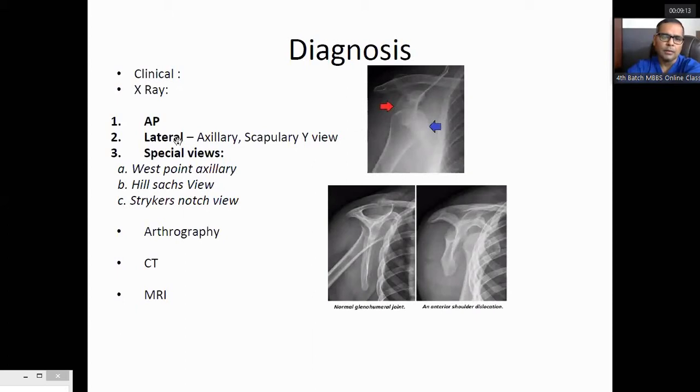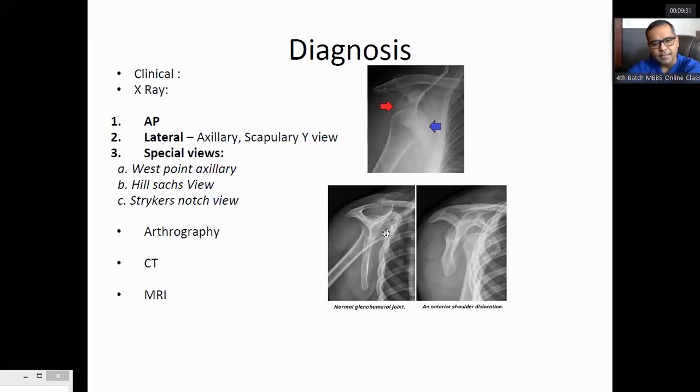In lateral view, there are two lateral views: axillary lateral and scapular Y view. This is the scapular Y view, in which the scapula is seen as a Y. This is the coracoid process, which lies anteriorly, and this is the acromion process, which lies posteriorly. So this is the normal shoulder.